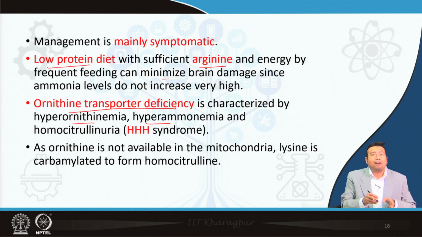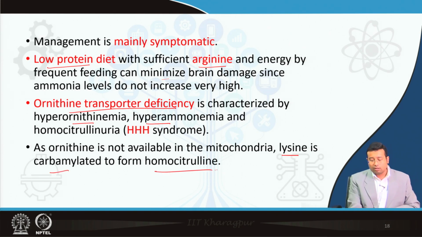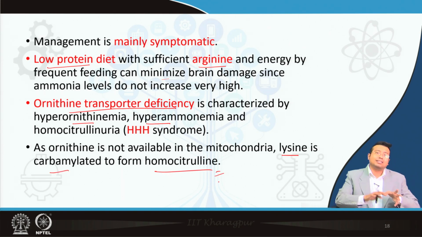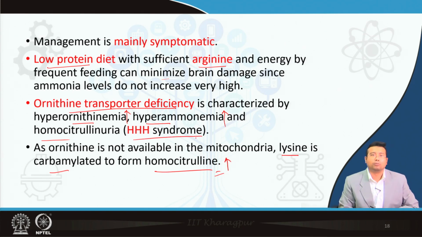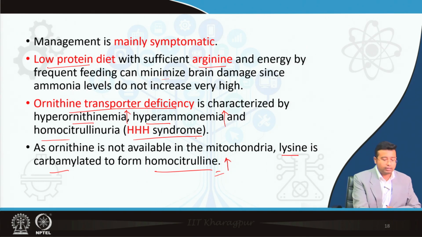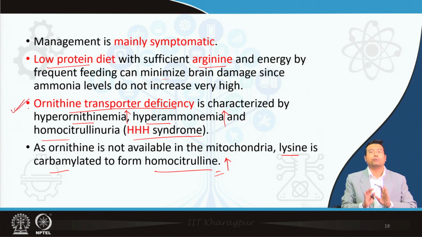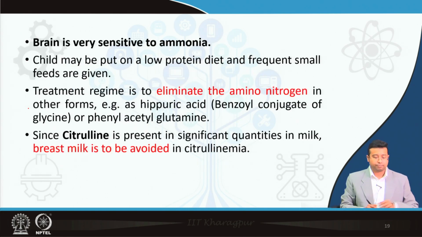Since ornithine is not available, lysine is carbamylated to form homocitrulline. Ultimately, there is an increase in the level of homocitrulline. So, three things are increased: hyperornithinemia, hyperammonemia and hyperhomocitrullinemia. This is known as HHH syndrome, which is a diagnostic feature, a syndrome named in ornithine transporter deficiency. Again, a very important multiple choice type of question from the urea cycle deficiency disorders.